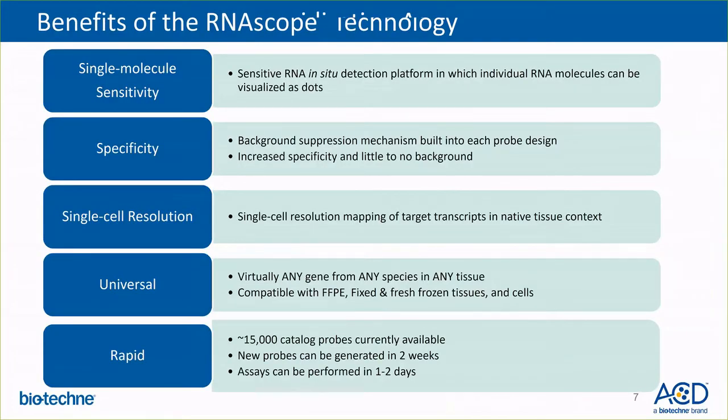The assay allows for the spatial mapping of mRNA in cells and intact tissues, all of which can be visualized with either fluorescent or chromogenic labels. The assay can be performed on a wide variety of sample types, including FFPE tissues, fresh and fixed frozen tissues, and cultured cells. Lastly, the RNAscope assays are rapid. Currently, we have over 15,000 catalog probes available, and new probes can easily be generated in about 2 weeks. Our standard assays can be performed in either 1 or at the most 2 days.